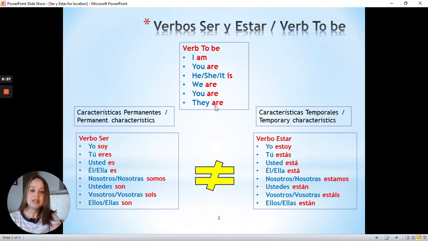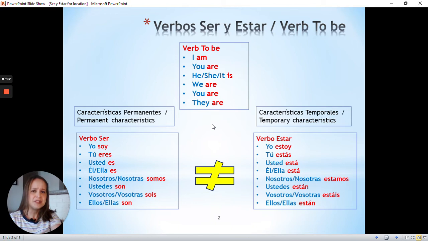Here we have the verb to be in English, and the conjugation in simple present tense. I am, first person singular. You are, second person singular. He, she, and it, third person singular. We are, first person plural. You are, second person plural. And they are, third person plural.